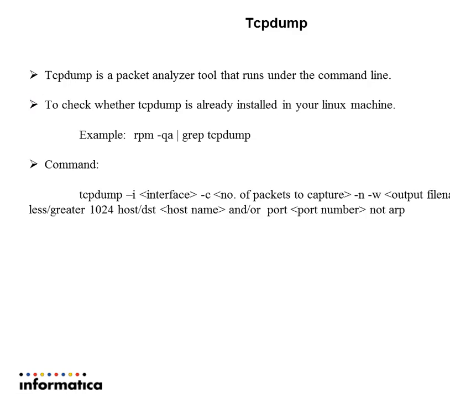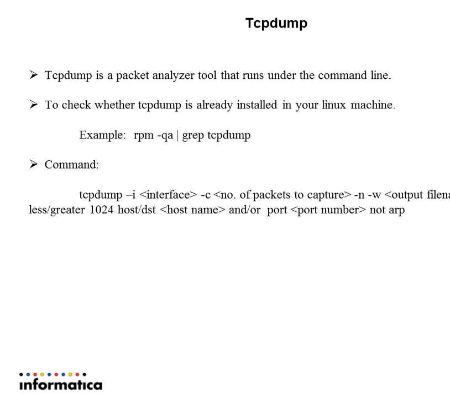Tcpdump is a packet analyzer tool mainly used in Unix machines. It is a command line tool. Users need superuser privileges to run these commands. To check whether tcpdump is already installed in your Linux machine, you can use this command: rpm -qa | grep tcpdump. The command to run tcpdump is as follows: tcpdump -i and the interface.